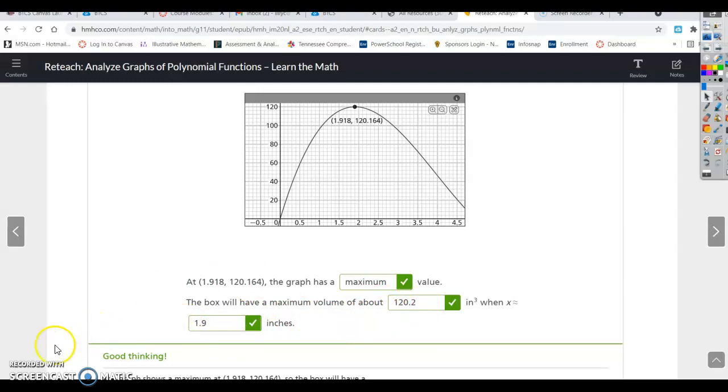All right, so that is a little bit about analyzing graphs. The big thing is practice with your graphing calculator and make sure you know how to graph quadratics, polynomials, different types of functions in your calculator, and also be able to change the window so that you can analyze parts of the function. If you have any questions, let me know.